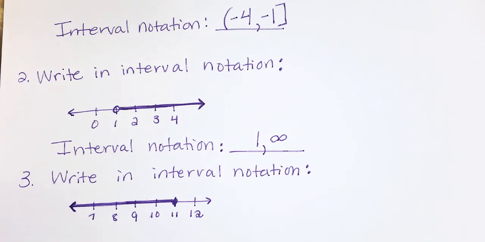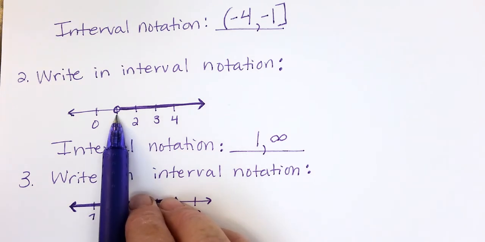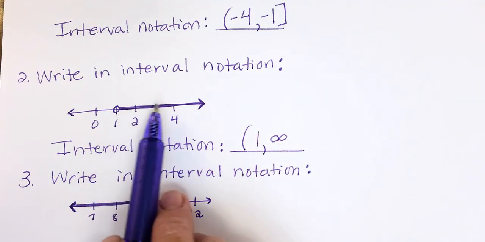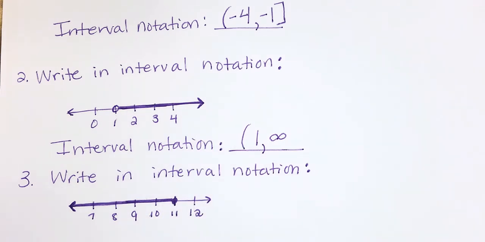Now let's put our parentheses or bracket. Our 1 has an open circle. That means we don't want it included in our interval. So we're going to use a parenthesis. Infinity is not really one number. It goes on and on forever. So it's really hard to say that a certain number is included in our interval because we can't name that number. Anytime you see infinity, we're going to use a parenthesis on that side too. No matter what side the infinity is on, it gets a parenthesis.